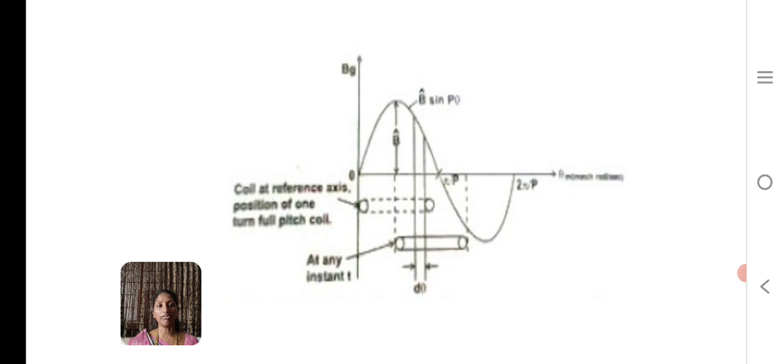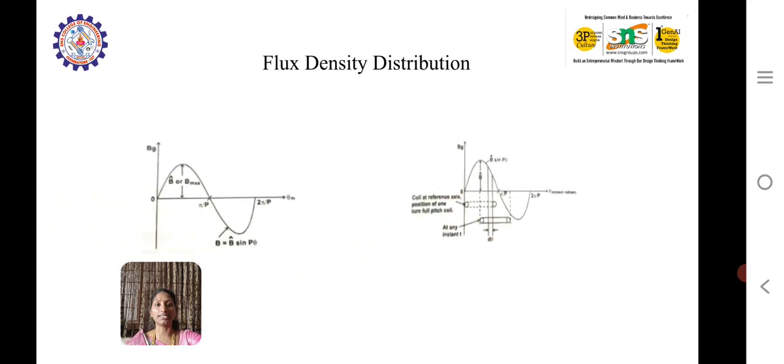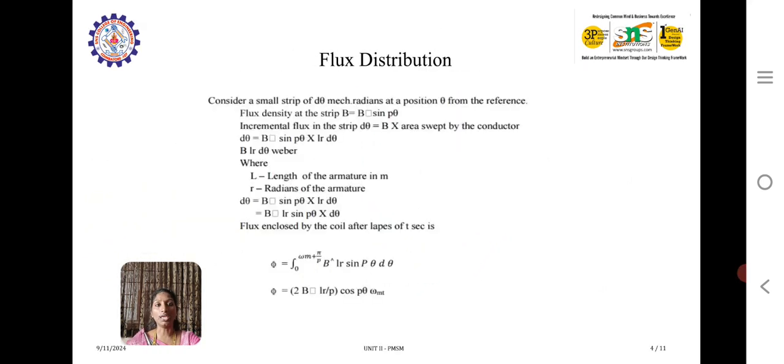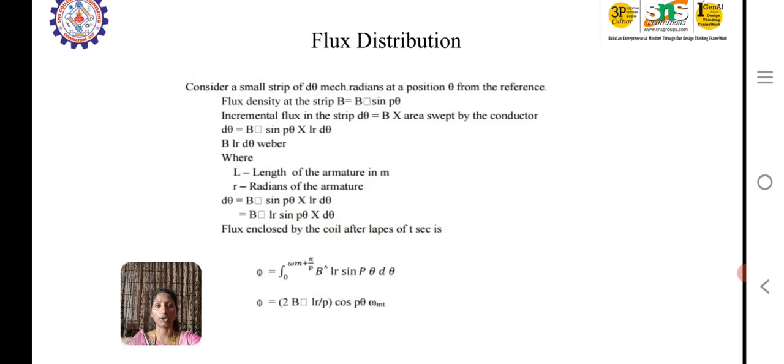Here, the reason we have chosen the center point is that it is the maximum value, which is also called the amplitude. When we deal with a sine wave, we come across parameters called amplitude, instantaneous values, time period and frequency. The amplitude is the maximum value of any parameter that we measure. So this shows the flux density distribution of the permanent magnet synchronous motor.